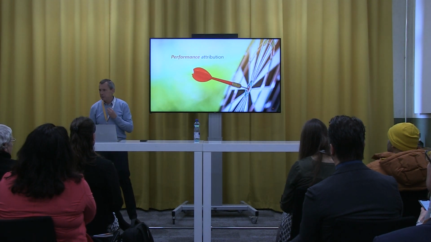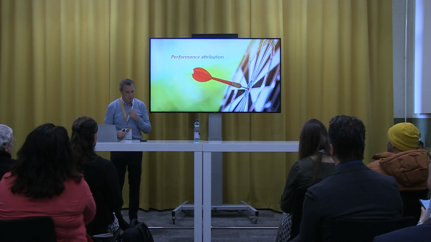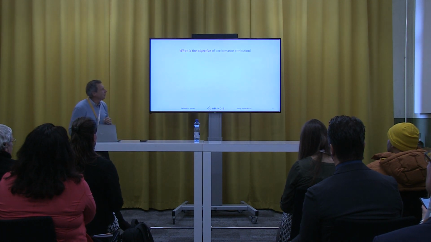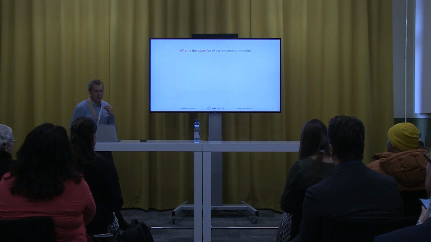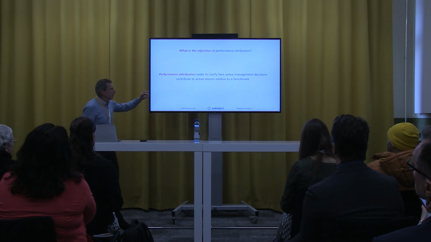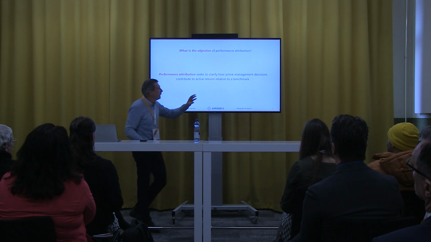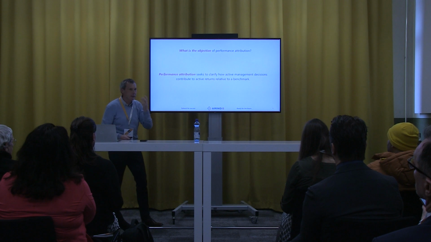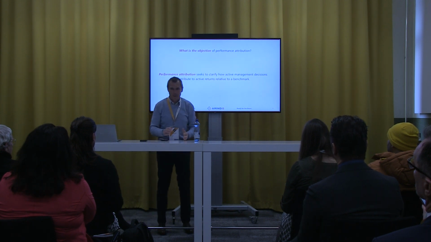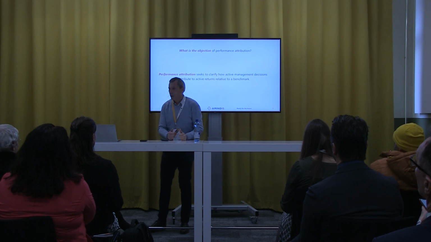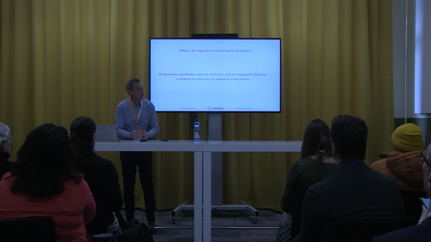So performance attribution, that's what I'm going to talk about now. What is the objective of performance attribution? The objective of performance attribution is to measure the impact of active management decisions. What's an active management decision? Limiting the universe. That's an active decision. Or overweighting one specific industry.